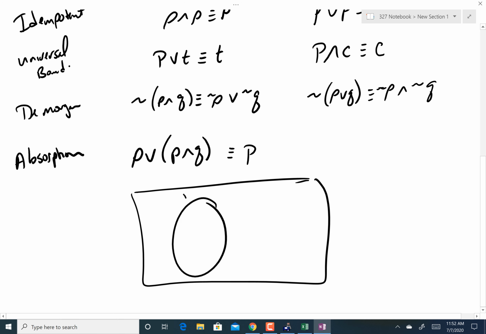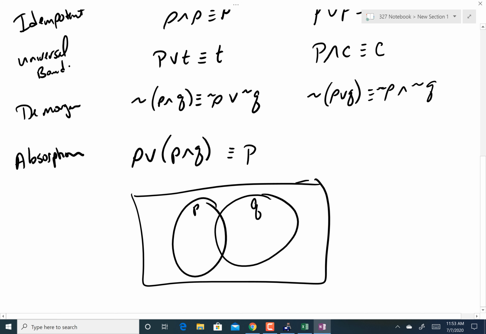So here's P. Oops, this is P, sorry. Here's Q. Cool. Okay. P and Q is obviously this thing, yes? So if you take that slice right there, and you take P, and you put them together, what do you get? You get P. And then if you do P and (P or Q), you will always get what? P. And let's see why that is.